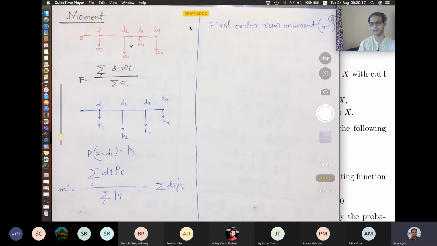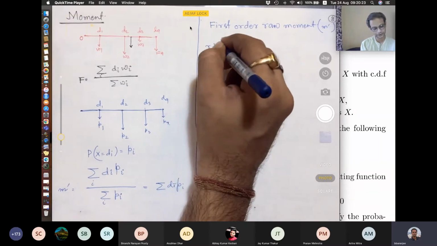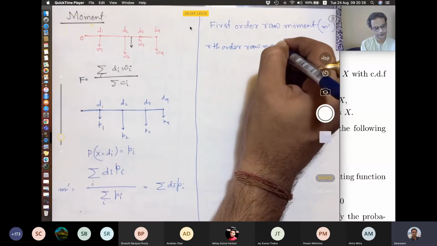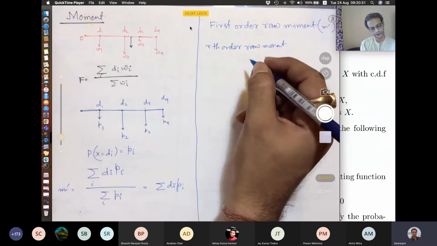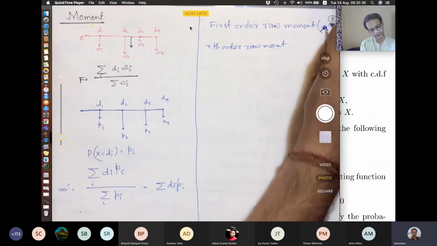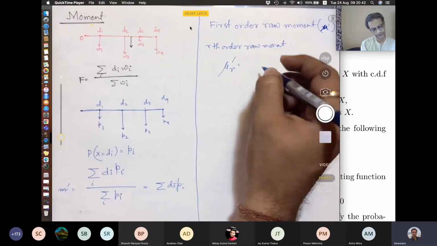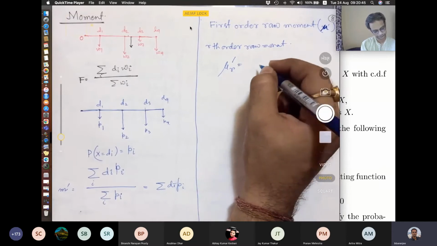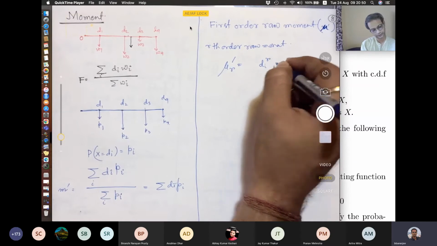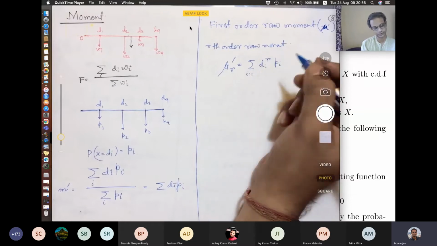And now you can generalize this idea. The rth order raw moment. Let me call it mu r prime, otherwise there will be confusion, defined as the sum over i of d_i to the power r times p_i.